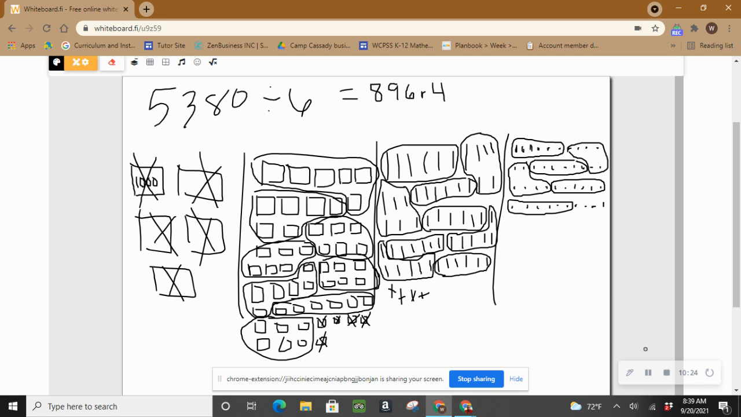Same answer as the other strategy, just a lot longer, but you can count and make your groups this way. All right, so I want you to pick the strategy that you feel the most comfortable with, no matter how much time it takes you. Okay.